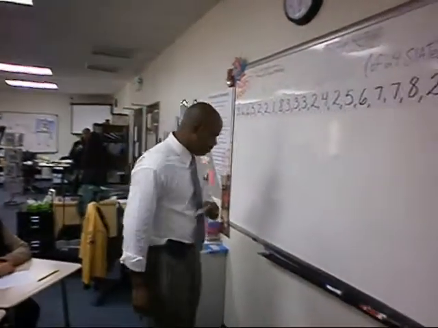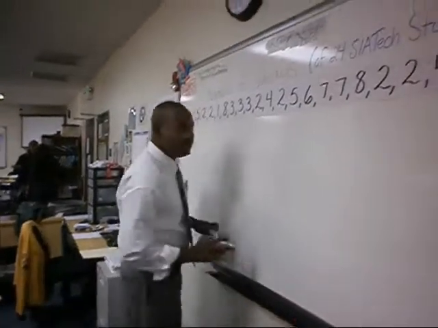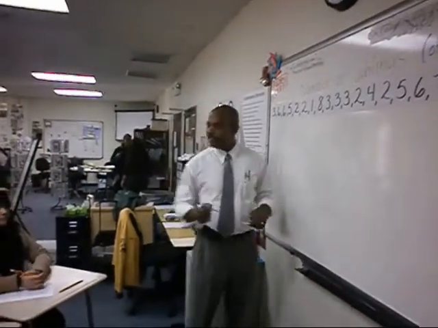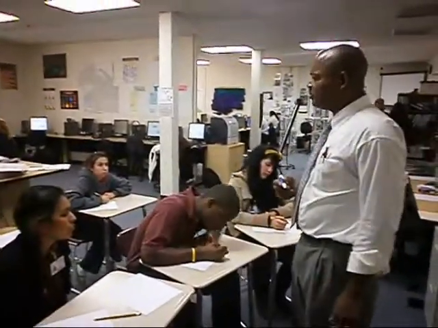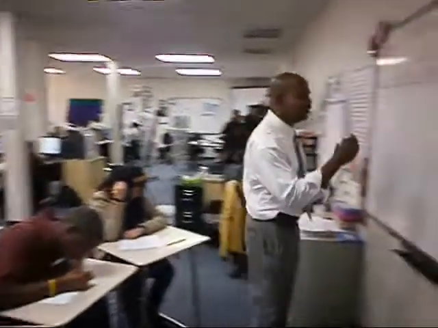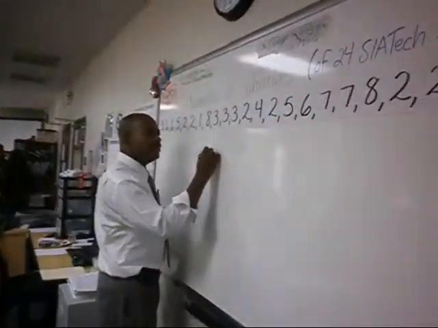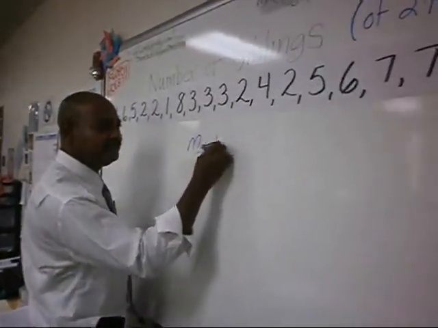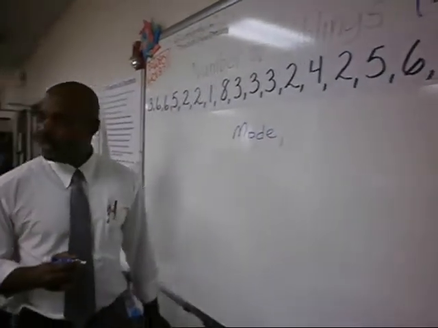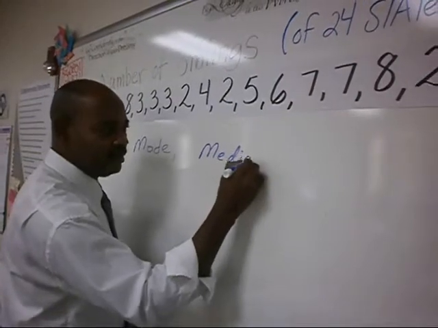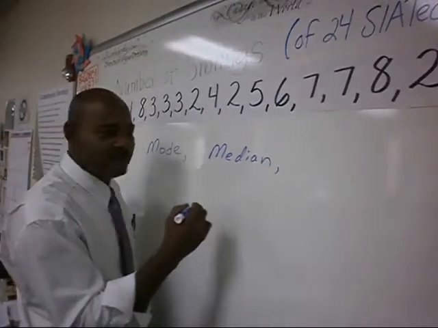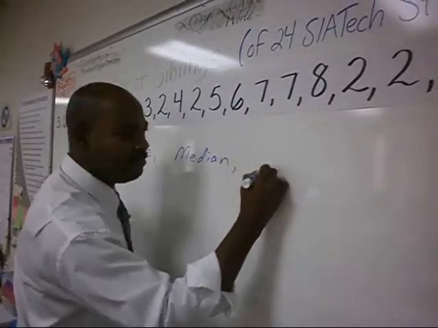For example, let me write three words up on the board. I want many of you to reflect on what you think these words represent and what you understand. The first word is mode. The second word is median. The third word is mean.